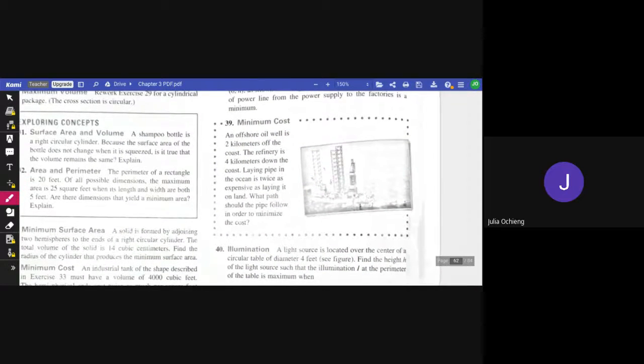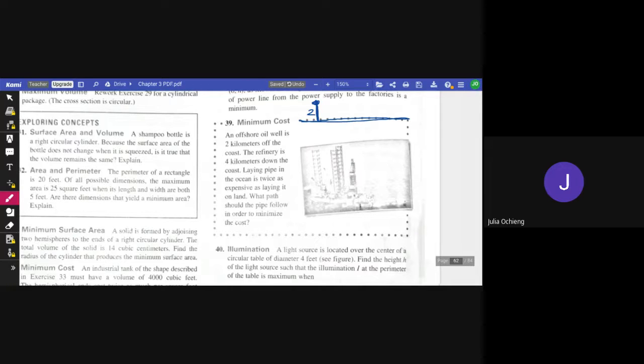There's not a lot of white space here, so we're going to have to do the best we can. An offshore well is 2 kilometers off the coast. So that means that if I draw a coast, I'm going to take advantage of this dotted line. The oil well is going to be 2 kilometers going perpendicular to that coast. So this is 2. And this is my oil well. The refinery is 4 kilometers down the coast.